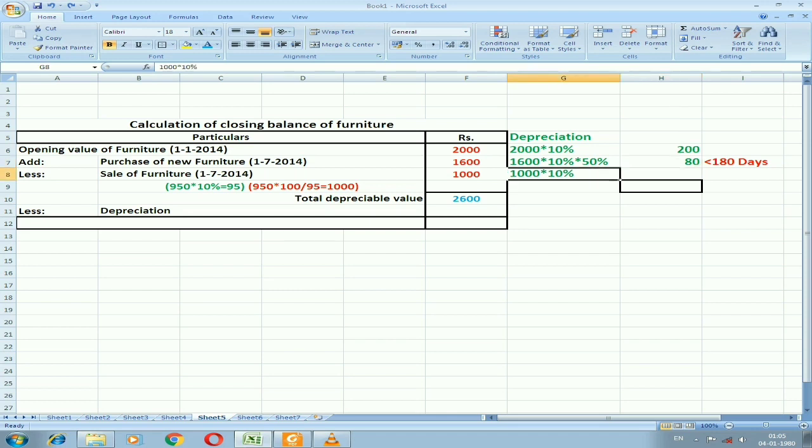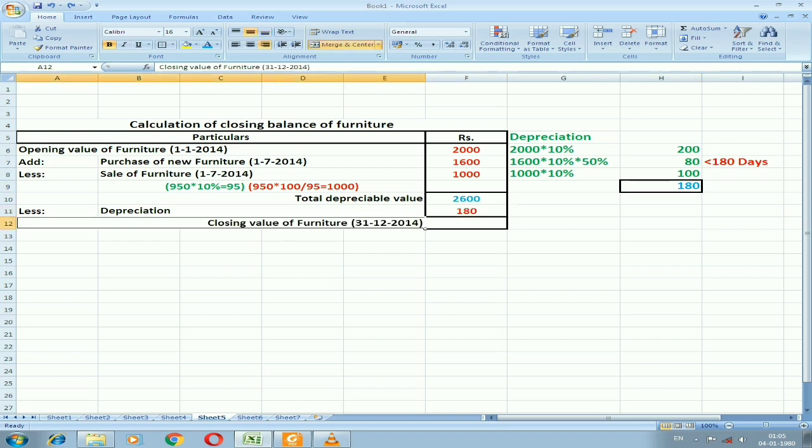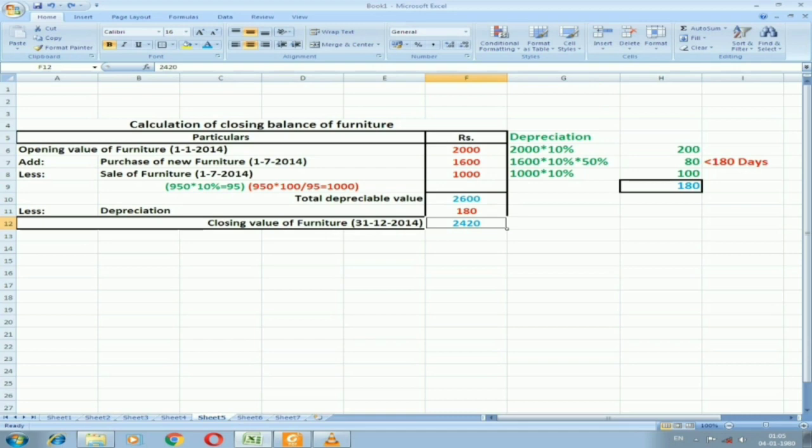I'll get 80. I'm taking 10% depreciation on the sale value, that is 1000 into 10%, I'll get 100. Totally, if I add 200 plus 80 minus 100, I'll get 180. Same signs I'm using. 200 plus 80 minus 100, I'll get 180 as depreciation. I'm deducting from the depreciable value. I'm getting the closing value of furniture as 2420.